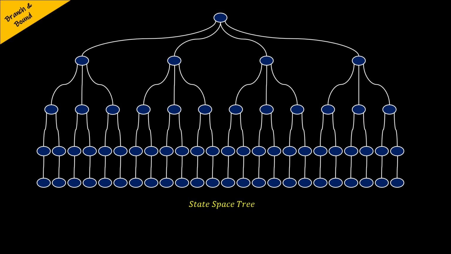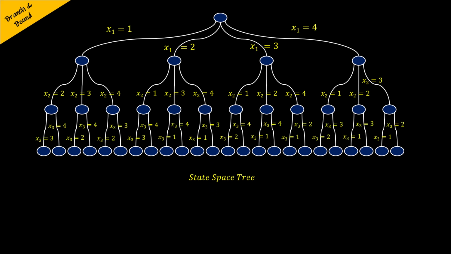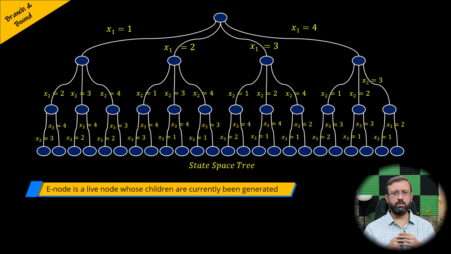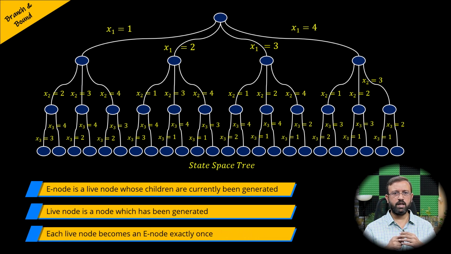To have a better understanding of the branch and bound strategy, let us look at the state space tree organization. All the nodes are problem states. The edges have labels representing possible xi values. The branch and bound strategy differs in the way the E node is expanded. An E node is a live node whose children are currently being generated, and a live node is a node which has been generated and all of whose children have not yet been generated. In branch and bound, each live node becomes an E node exactly once.